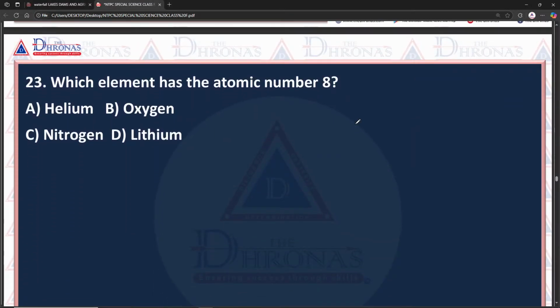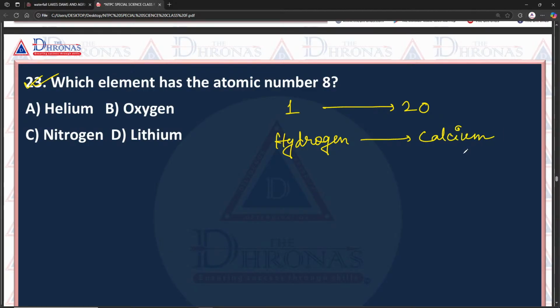Next, 23. Which element has the atomic number 8? Now, from hydrogen to calcium, atomic numbers 1 to 20, you need to memorize them at least, because many questions are based on atomic numbers. The atomic number of oxygen is 8.